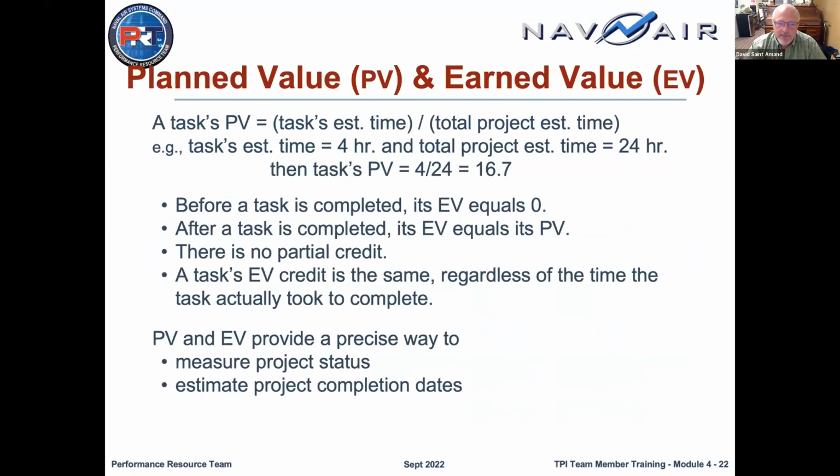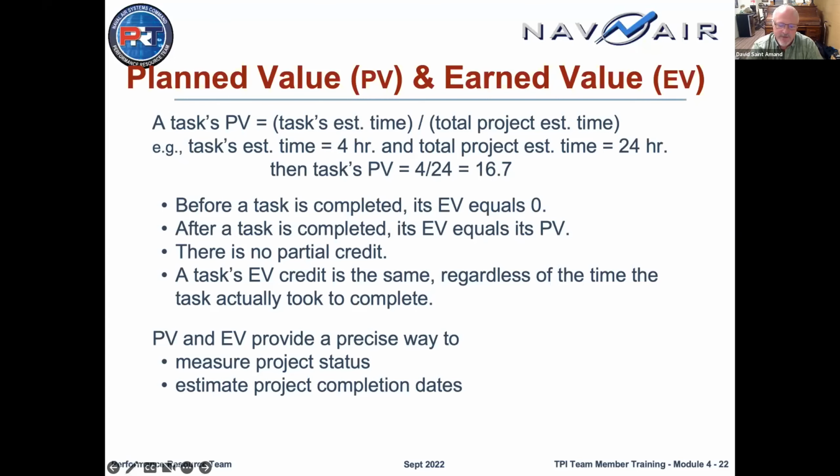Just a quick review of how the calculations are done. For a task, the planned value is the task's estimated time divided by the project's total estimated time. So if you have a task that's 4 hours and the total time for that work is estimated to be 24 hours, the planned value is basically 16.7%. You get no earned value until the task is completed.